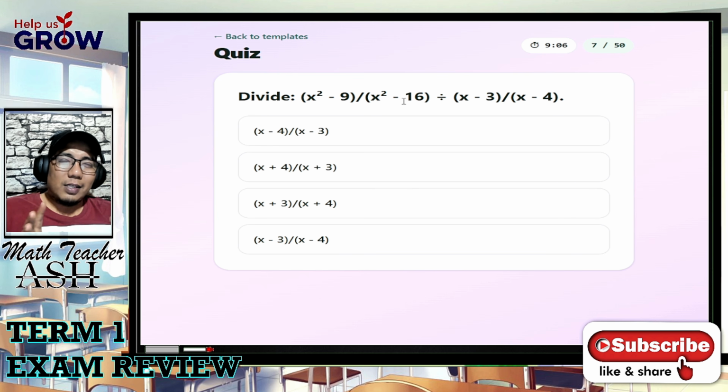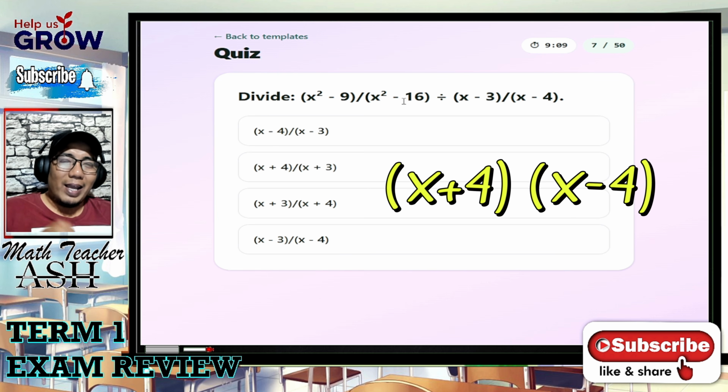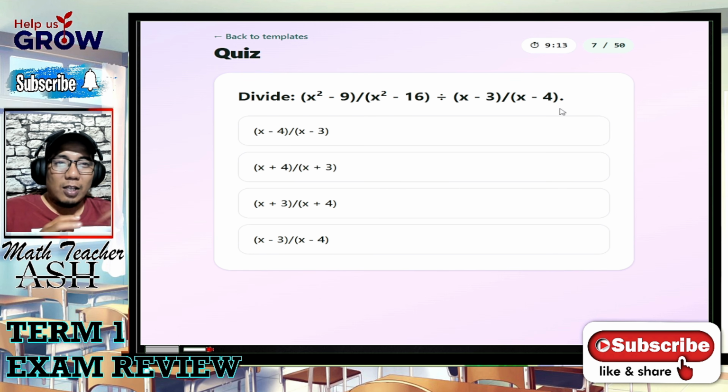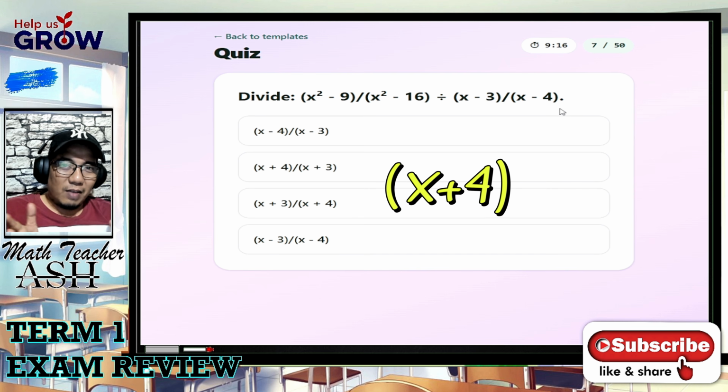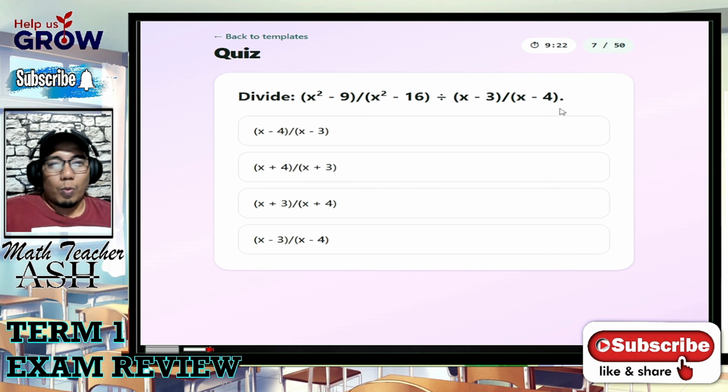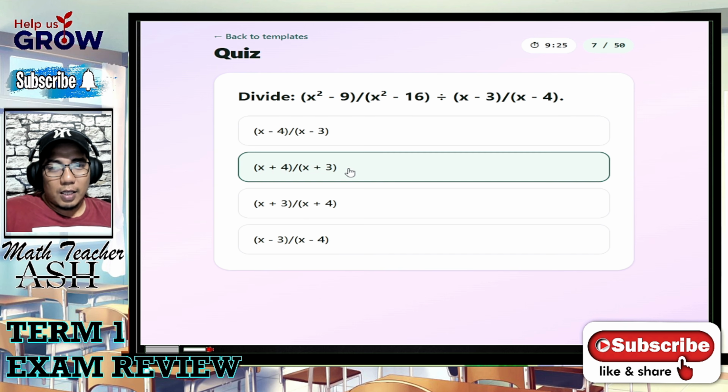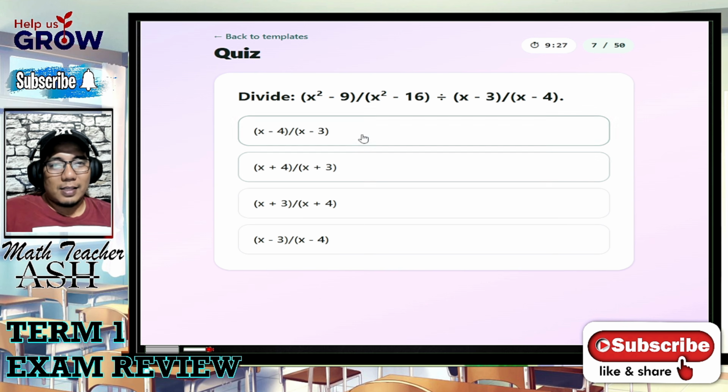If you factorize that one, that would be x plus 4 and x minus 4. So we have here x minus 4, so the x minus 4 can be cancelled, leaving you both positive or both plus as each binomial. So what we have here would be either this one or this one, right? But since we have here the x squared minus 9, the factor of that is this one.